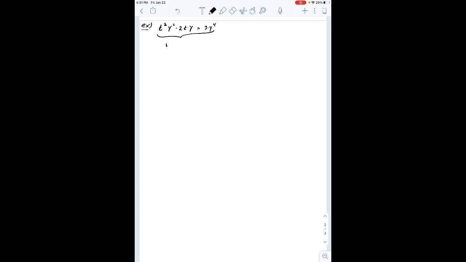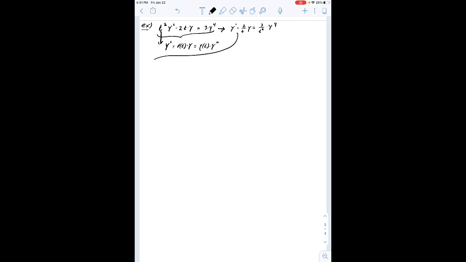So remember that the form that we want is y prime plus some function of t times y is equal to another function of t that doesn't necessarily have to be the same times y to the a. So look, right here, this needs to be 1. So we need to divide this equation by t squared. So that gets us y prime minus 2 over t times y is going to be equal to 3 over t squared times y to the 4th.